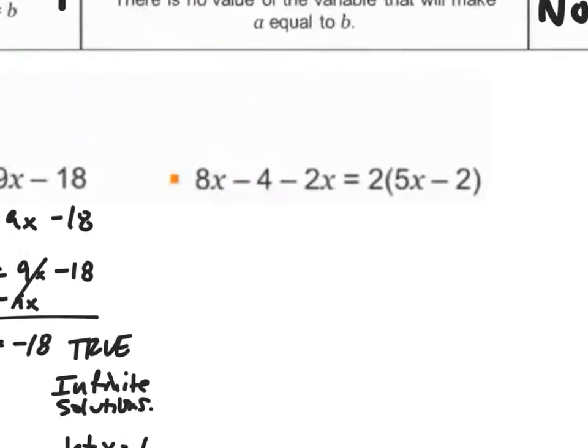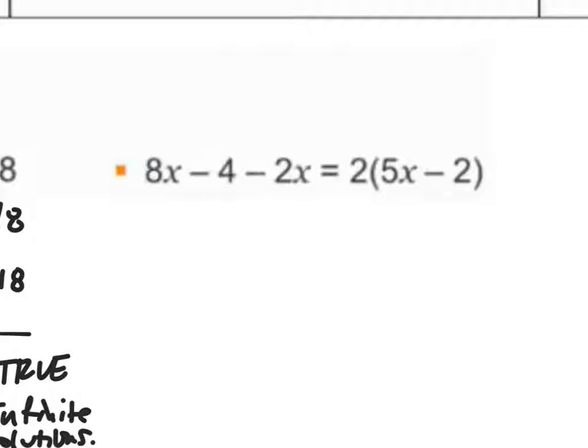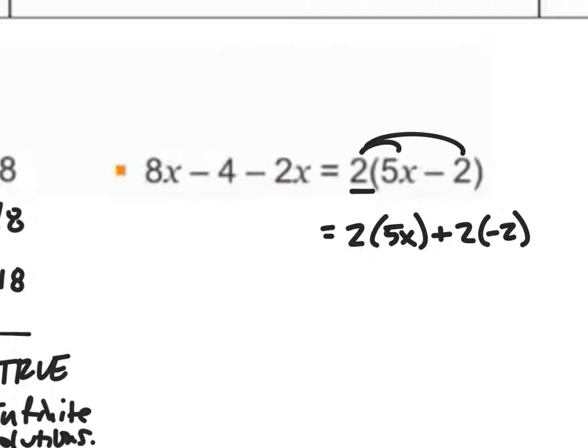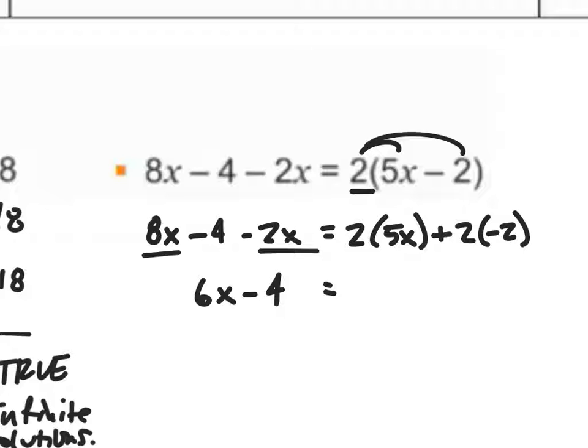So let's take a look at the next one: 8x minus 4 minus 2x equals 2 times (5x minus 2). Let's distribute the 2. We're going to get 2 times 5x plus 2 times negative 2. On the left I've got 8x minus 4 minus 2x, so 8x minus 2x gives me 6x minus 4. Over here, I've got 2 times 5x, which gives me 10x, and then minus 4.